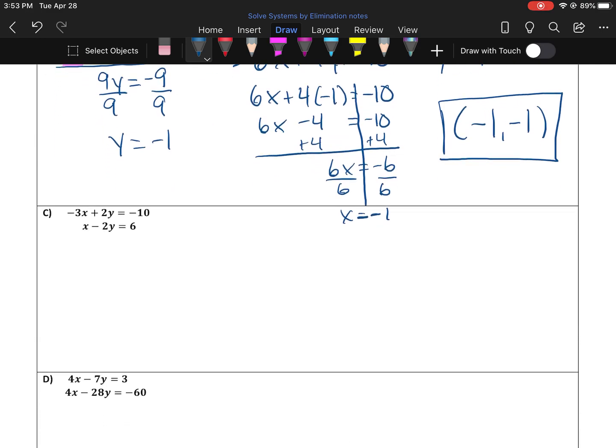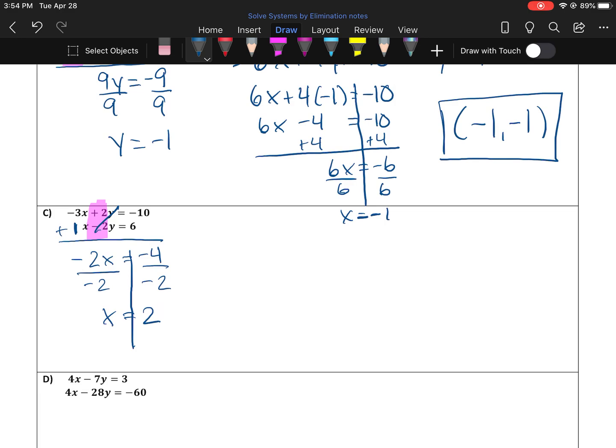Next example, I'm looking for opposites. -3 and 1x are not opposites. Opposite signs, but not opposite numbers. 2 and -2. Hey, here are my opposites. Same number, opposite signs. So this is going to eliminate. And I'm going to add everything else together. Make sure you're being careful with your negative signs. So x is equal to 2.